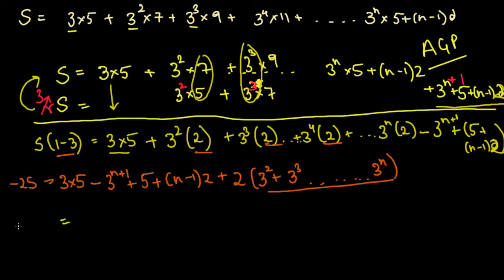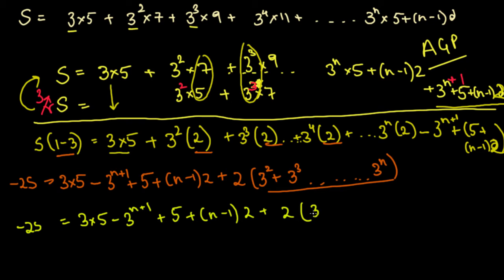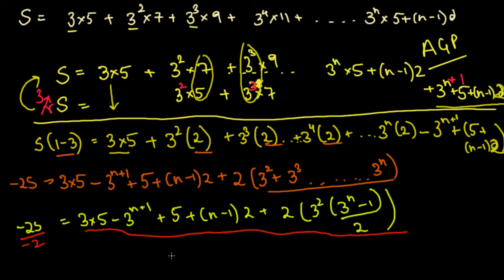So there's nothing more to it, it's just minus 2S equals 3 into 5 minus 3 raised to n plus 1 into (5 plus (n minus 1) into 2) plus 2 times the GP, where the first term is 3 squared, the common ratio is 3, and I'm just using the formula (r to the n minus 1) upon (3 minus 1). Now just divide by 2 on both sides, divide by minus 2 actually, so this will become S, and the whole thing really will be divided by minus 2.